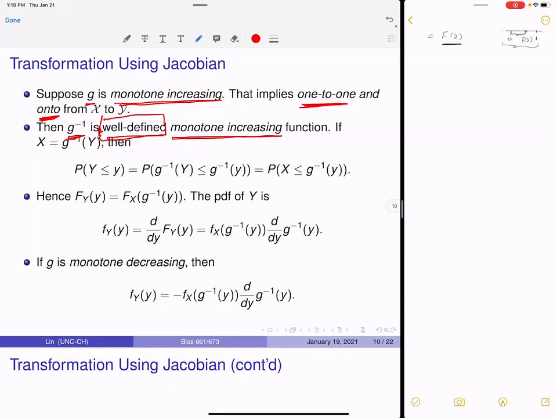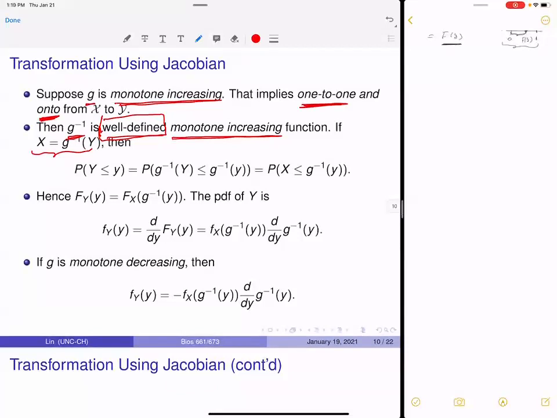That means you can derive the inverse function this way. If I have y equals g(x), then I can just write x equals g inverse of y without thinking about what the g function is. That's it. So g inverse is a well-defined monotone increasing function.